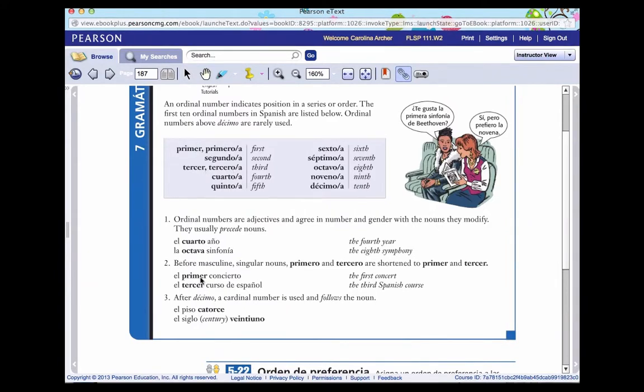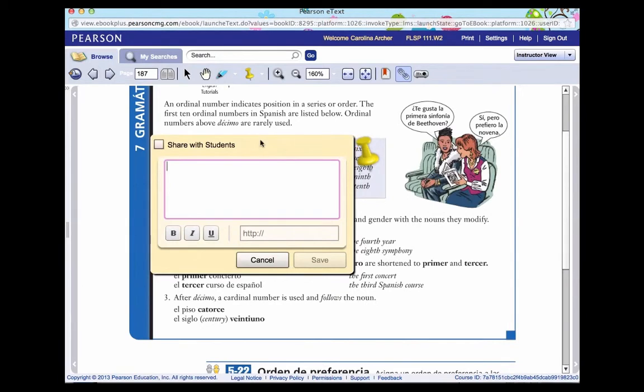So we say el primer concierto, the first concert, el tercer curso de español with masculine and singular nouns. Now, when do we use primero or tercero? Or primera, yes, primero or tercero. This is only with masculine, okay? So if we have a feminine noun, that doesn't happen, okay?